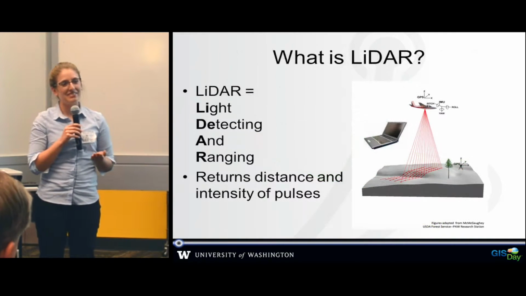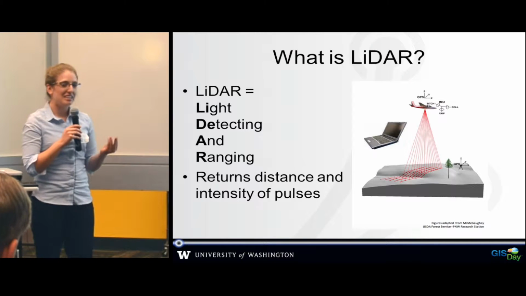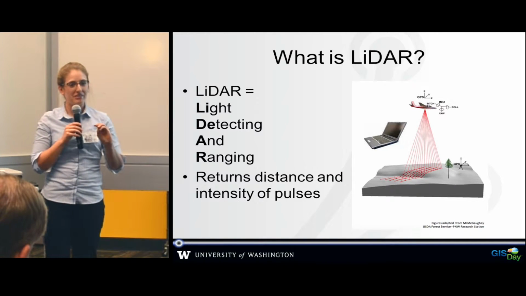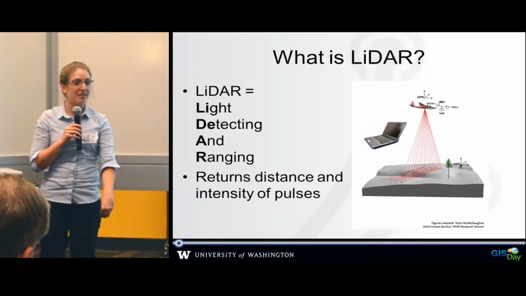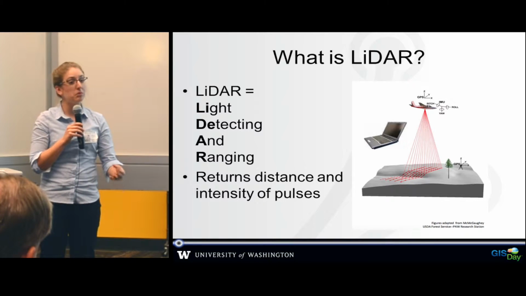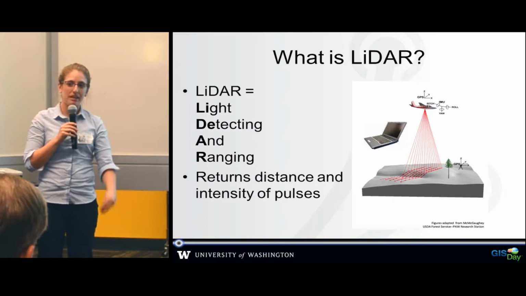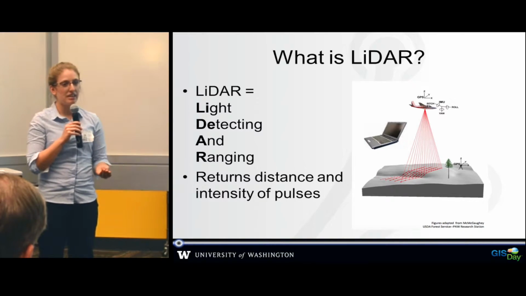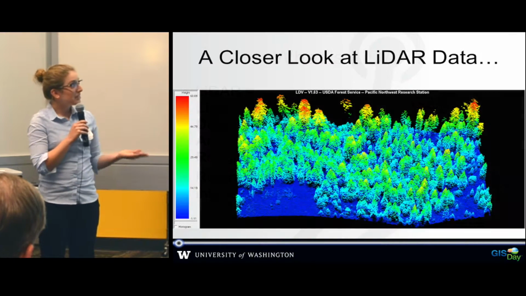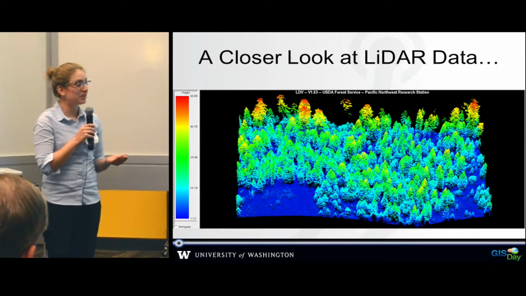So LiDAR stands for light detection and ranging. Essentially, a laser is pulsed out of a device on a plane. It hits a target. In this case, it's going to be a tree or a shrub or whatever's down below the plane. And then it returns back with the distance between the plane and the object and the intensity of that return. And here's a little map to help you visualize what LiDAR data looks like.